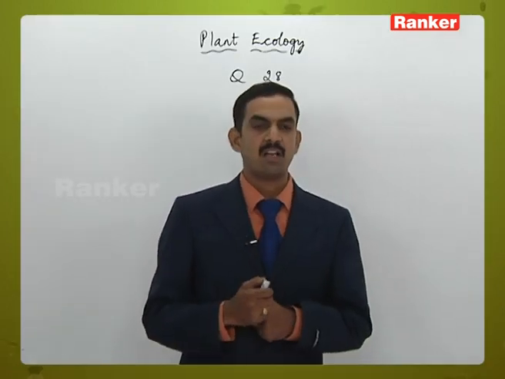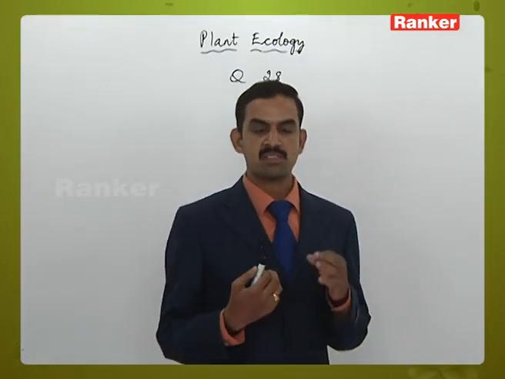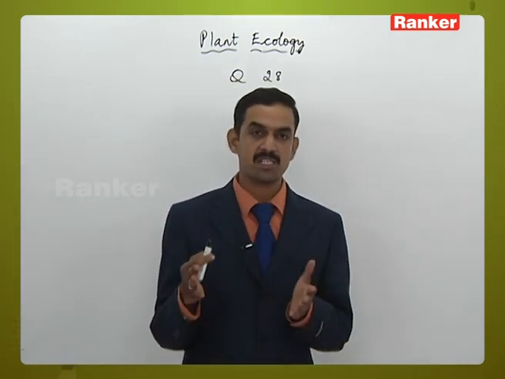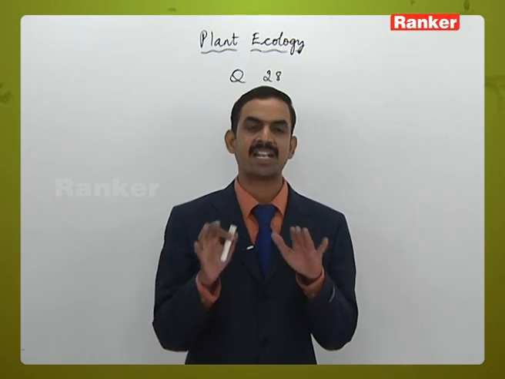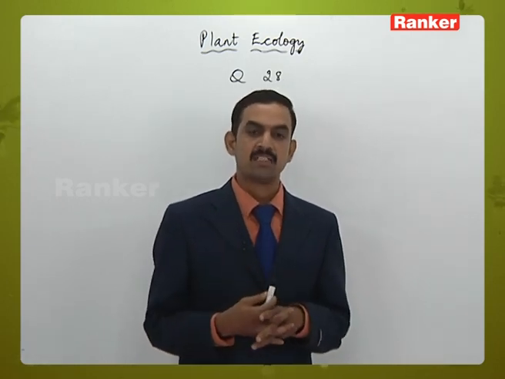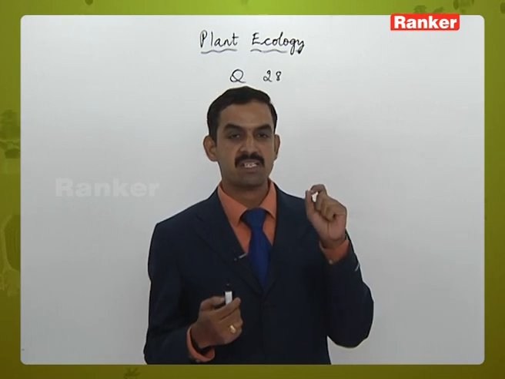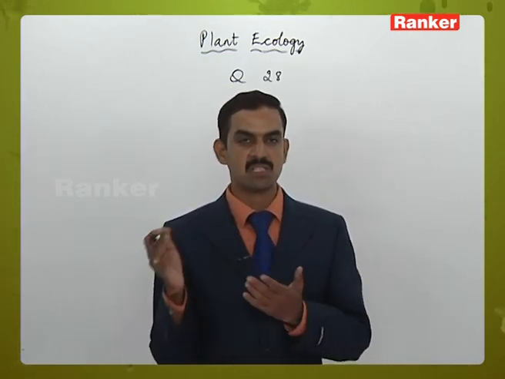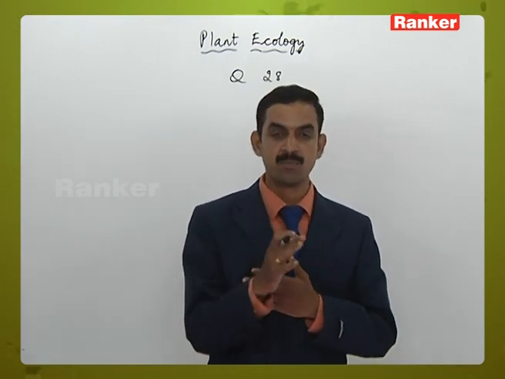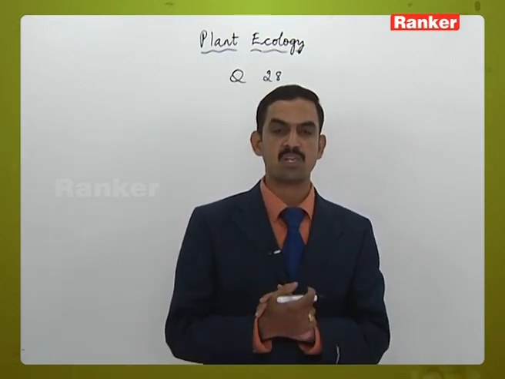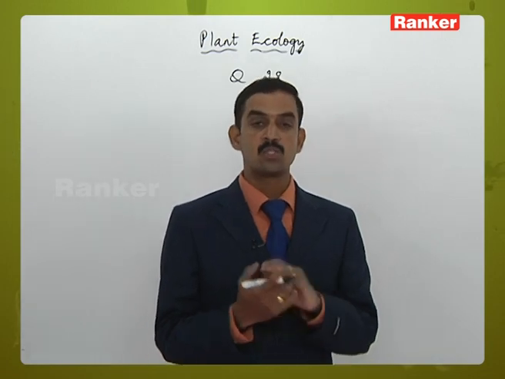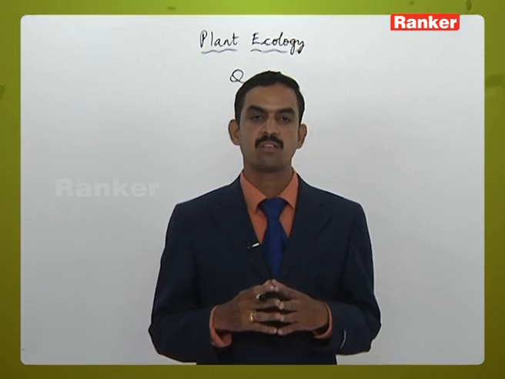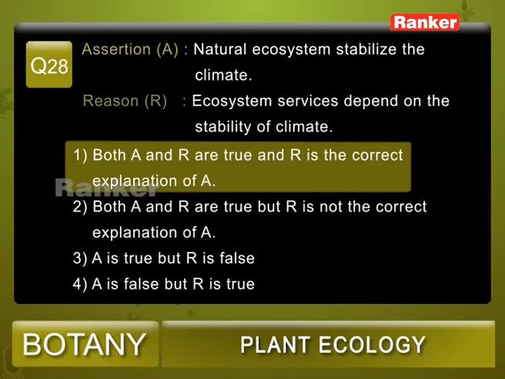Let's come to the assertion statement. Natural ecosystem stabilize the climate. Yes, the natural ecosystem is the one which is stabilizing the climate such that it can sustain for a long period. Then, ecosystem services depend on the stability of the climate. That is correct, because the ecosystem services provided by nature are stabilized because of the climatic conditions only. So both A and R are correct and R is the correct explanation for A. So question number 28, the correct answer is 1.